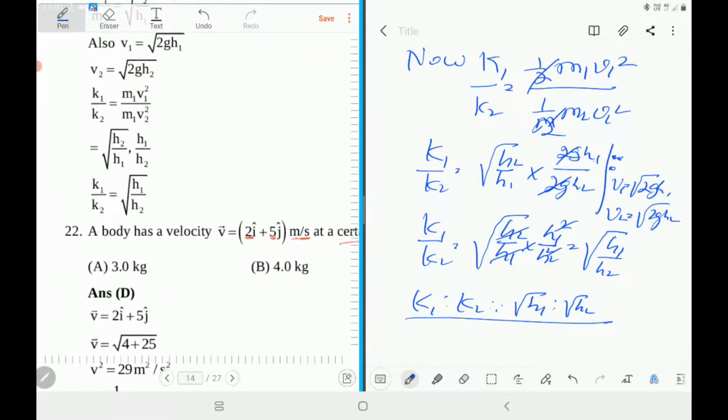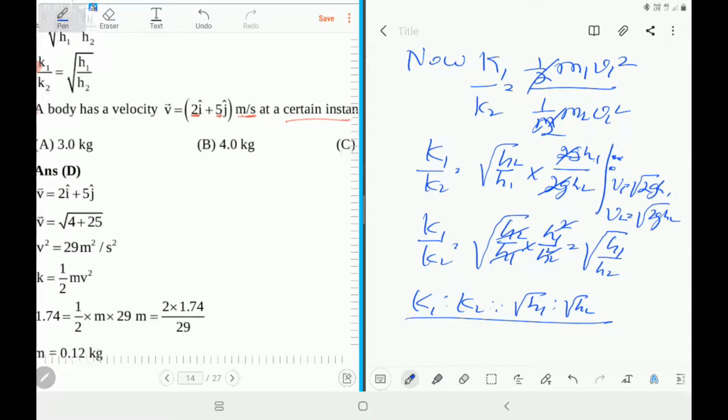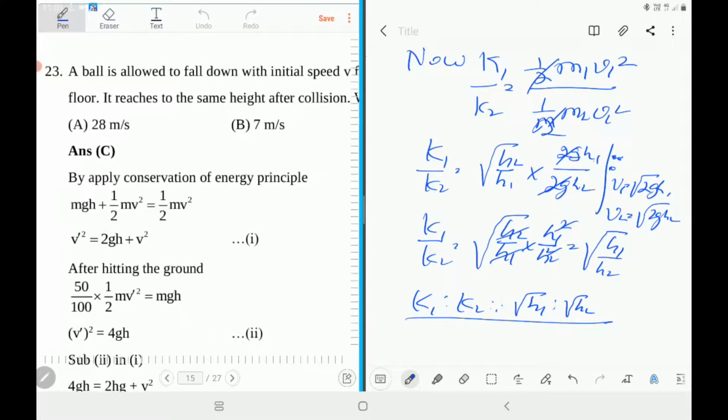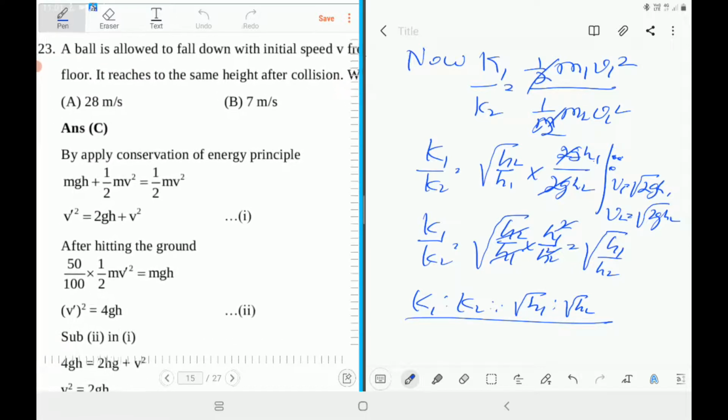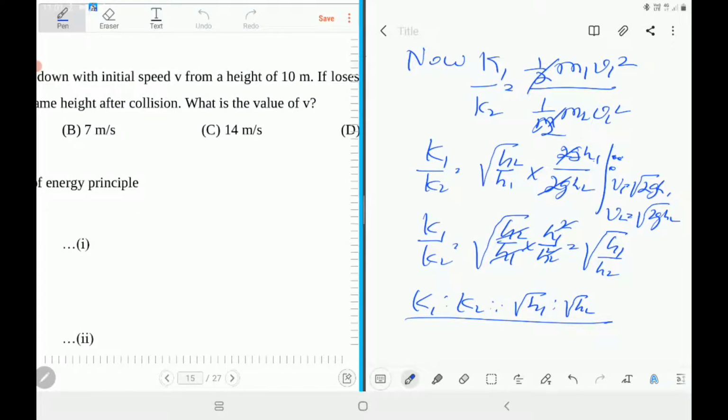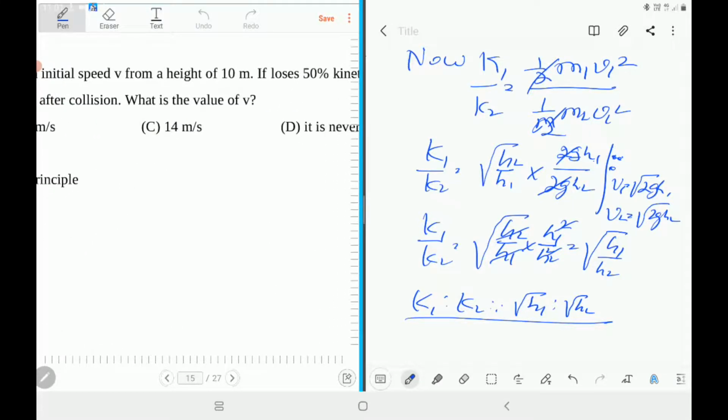It's almost easy, and the 22nd we solved in the initial stages itself. Now see the next one. A ball is allowed to fall down with the initial speed v from a height h meter.